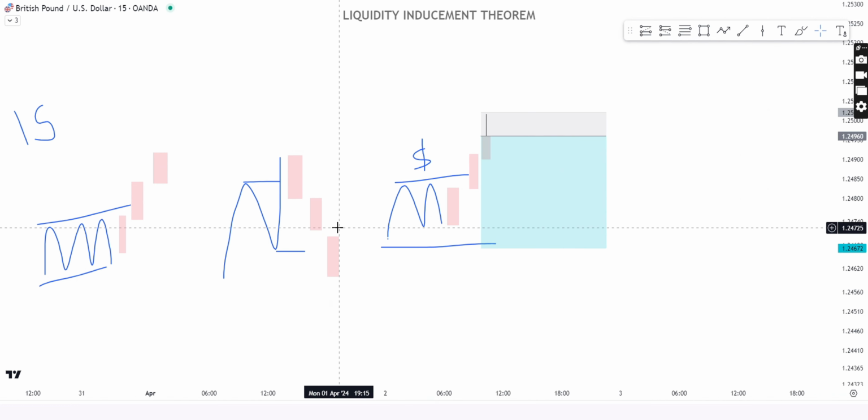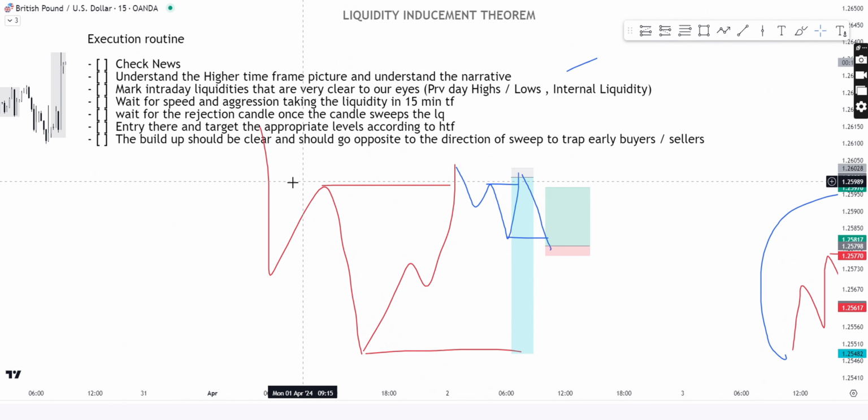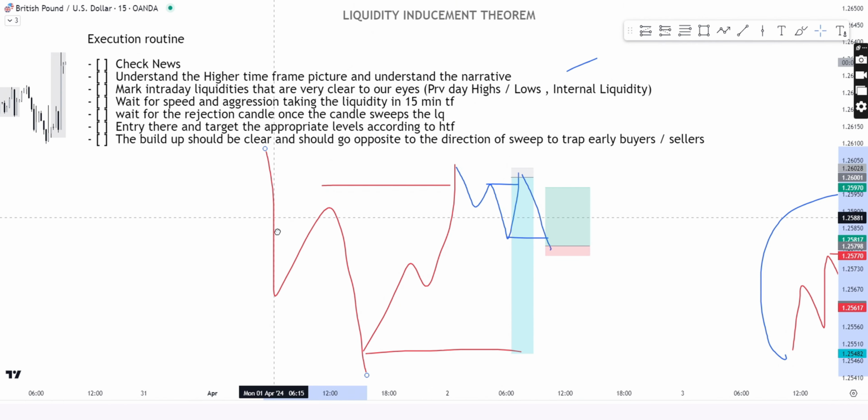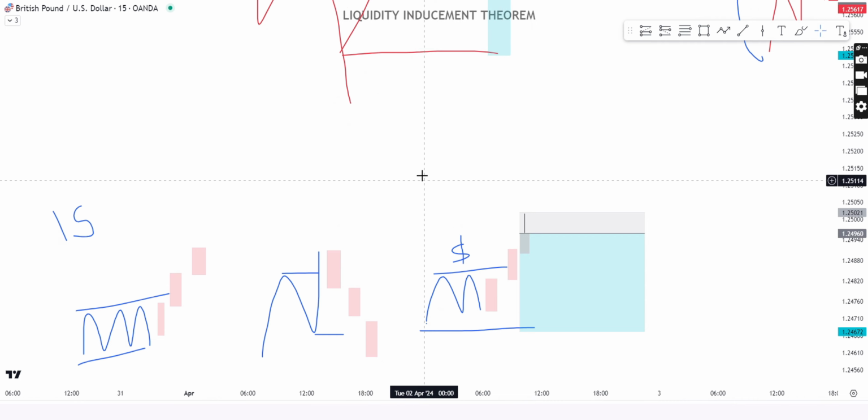and we wait for the entry pattern, the reversal candle, and we buy here, targeting the high time frame level if it's aligning with the high time frame. So this is how we enter the price simply, and also wait for the rejection candle once the candle sweeps the liquidity. Same thing we have discussed here.